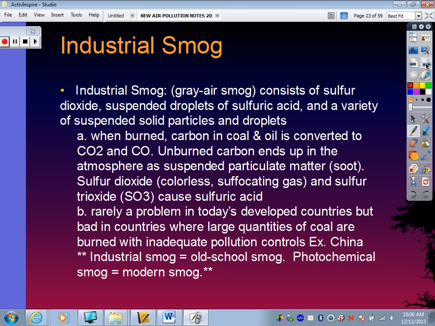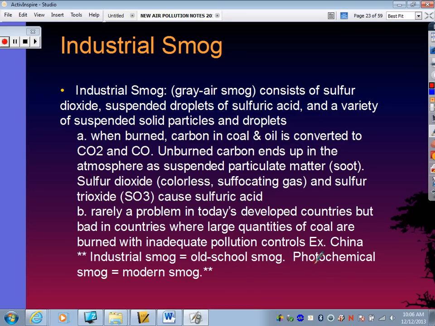Okay, a different type of smog is called industrial smog. And down here at the bottom, I show you the difference. Industrial smog is your old school dirty smog. Photochemical smog is your modern smog with all the traffic and the nitrogen-based stuff. Your industrial smog is like your sulfur-based stuff. So think of industrial smog as the dark, sooty, coal-based, sulfury smog. The photochemical smog, oops, so that's supposed to be an S for sulfur, is more of that nitrogen-based stuff that we just talked about.